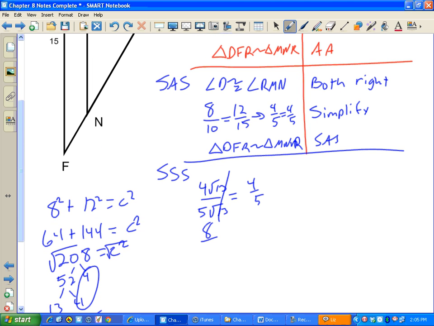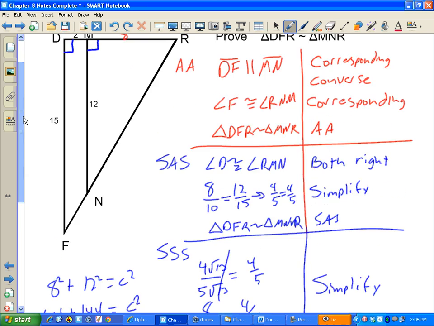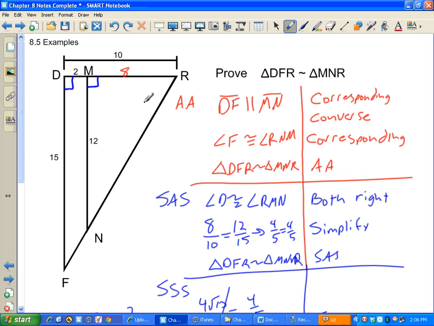From up here I had 8 over 10. That reduces to 4 over 5. And I had 12 over 15. That reduces to 4 over 5. So all of them make the same ratio. So this is simplifying, and then I can say that the triangles are similar by side, side, side. So you can use any one of these, whichever one works best for you. I think the quickest one in this case was probably side angle side, because we just have to set up our proportion. We've got the angle in the middle.